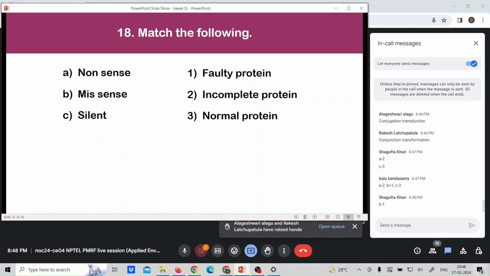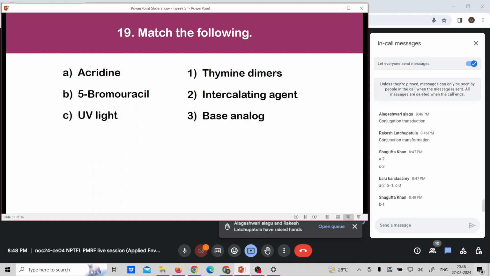Two responses that say A2, C3, and B1. That's perfectly right. It's A2, B1, and C3. Again, one more question related to mutation. You just have to again match the mutagen based on what it does.